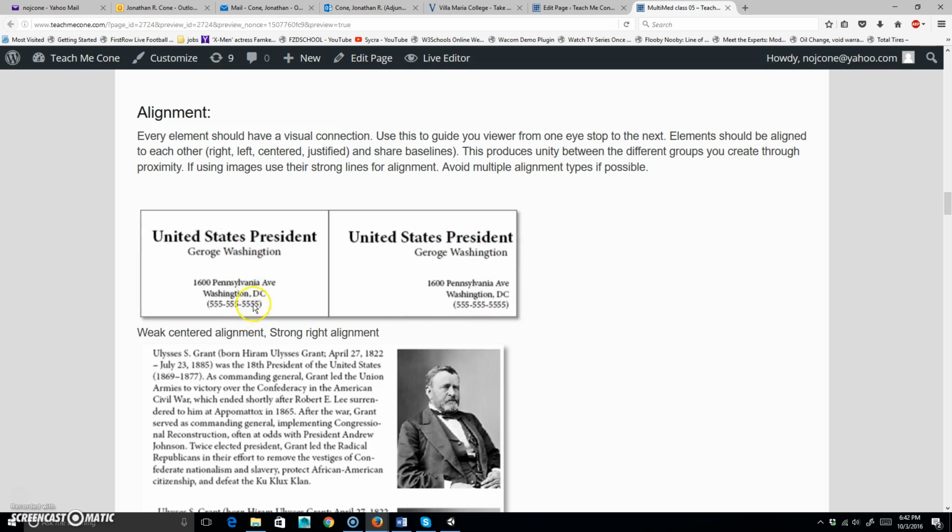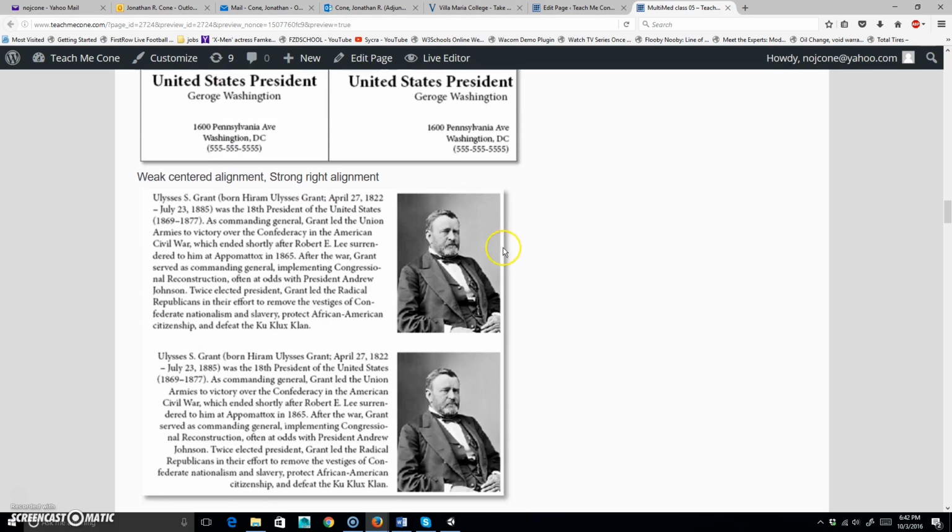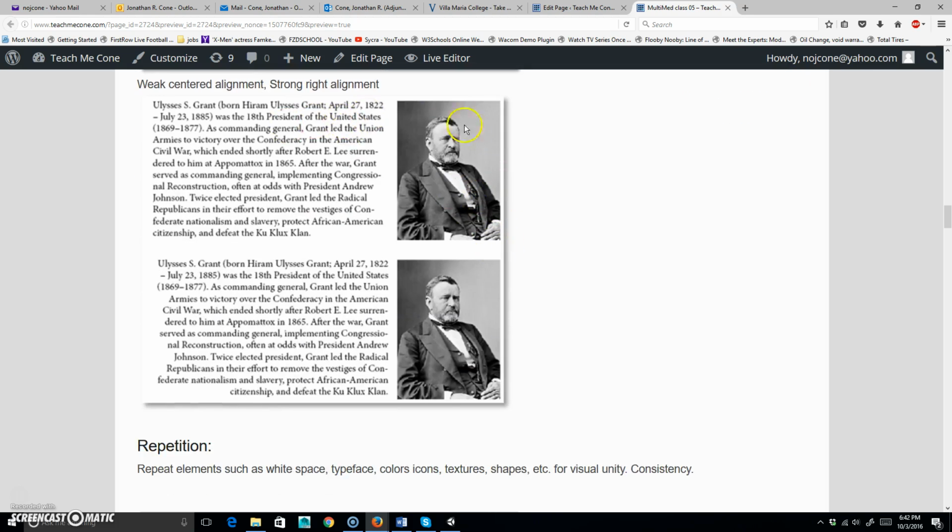These two could be totally separate. This is centered or even justified, which is not a very good alignment. So one of the things you can do too is that if you have an image, it's a good idea to actually align it with the image. So here you see this is justified, right? Or, yeah, justified. And it doesn't really work that well.